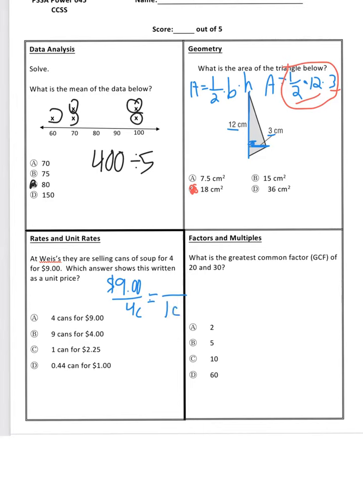To do that, to go from 1 to 4, Ashton, what would I do? Divide 4 by 4. Good. And if you do $9 divided by 4, remember, this is what you had to type in your calculator. If you typed in $9 divided by 4, you would get your answer of $2.25 for 1 can, which is C.